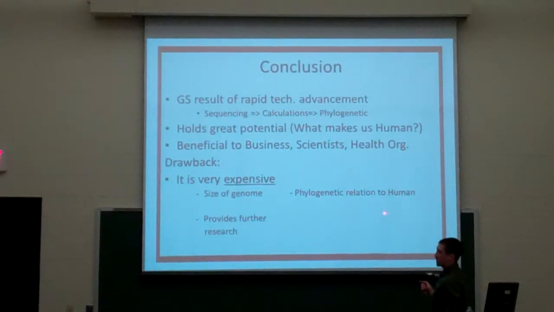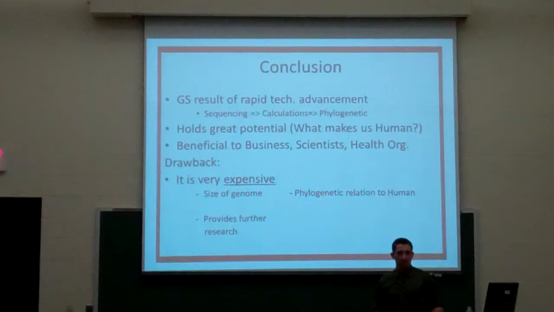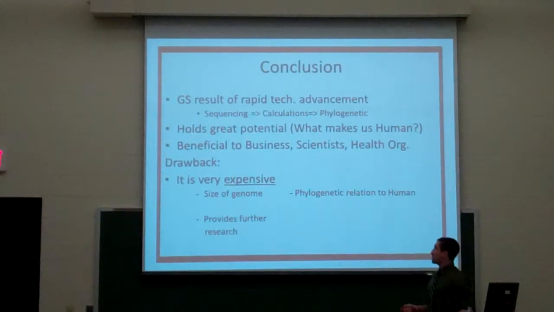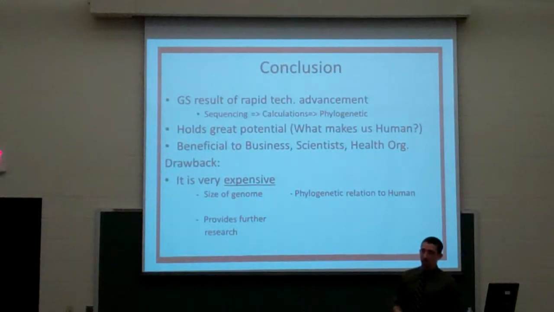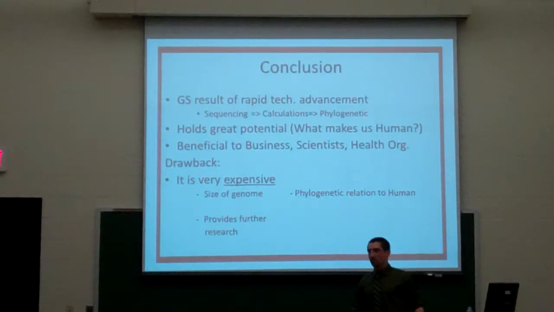Is there a phylogenetic relation to humans? People care about humans. This is the way we are. Businesses want to know how it's going to affect humans. So this is an important thing to define to the business to get funding, is how it affects humans. And if it provides further research, that's also good. If you can go back to the research and continue doing further studies, that's very beneficial.